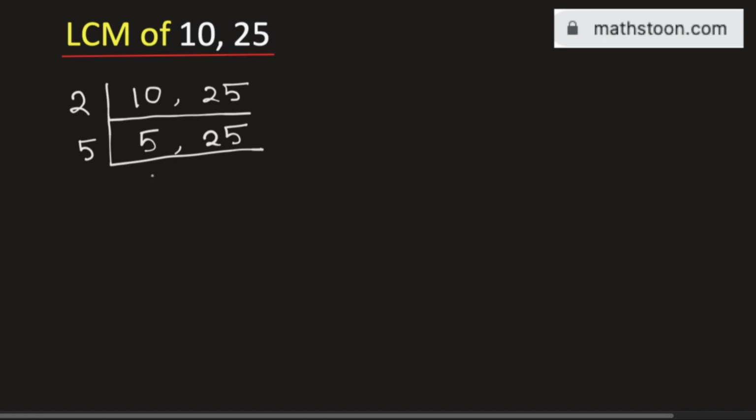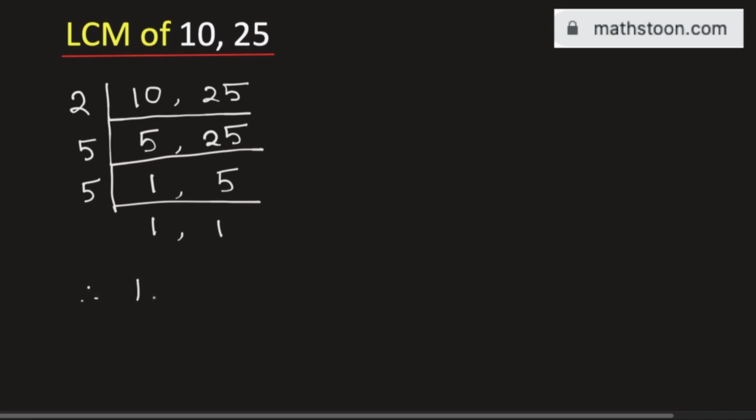5 divided by 5 is 1. 25 divided by 5 is 5. Again, we will divide these numbers by 5. 1 is not divisible by 5, so we will keep 1 as it is. And 5 divided by 5 is 1. Once we get 1, 1, we will stop.